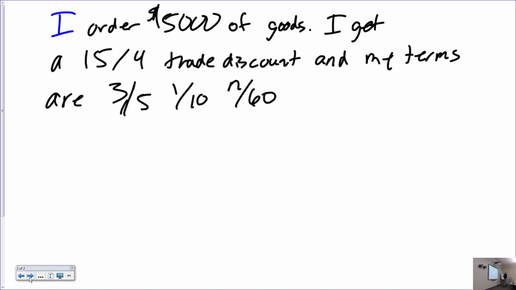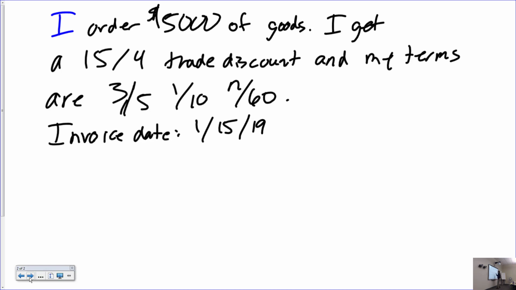Now, realize that this information in a normal invoice is spread with lots of legal mumbo jumbo that comes with it. I'm going to break down the invoice to the very basic components that you have to deal with. So, you're welcome. And then I will also have to give you new things. I'll have to tell you the invoice date. Now that we have dates in this problem, let's suppose the invoice date was January 15th of this year.